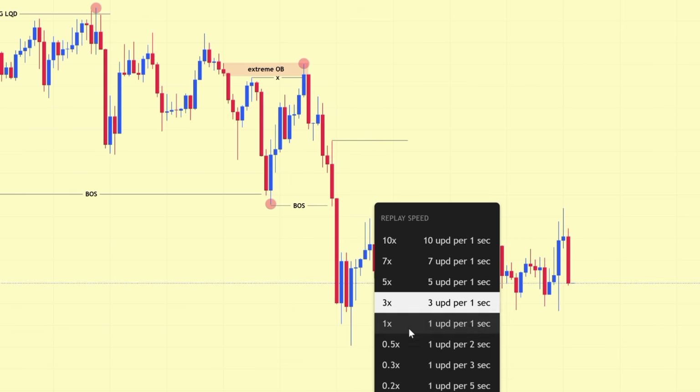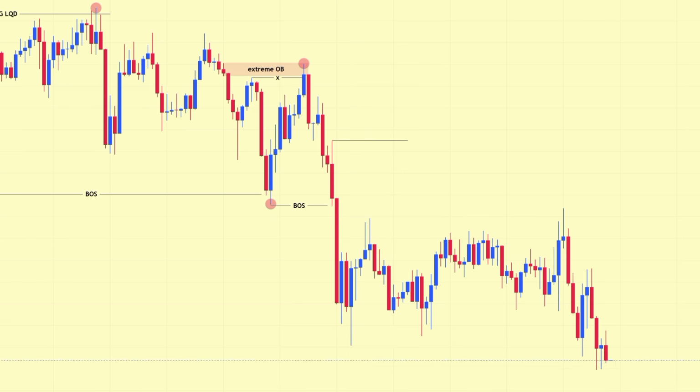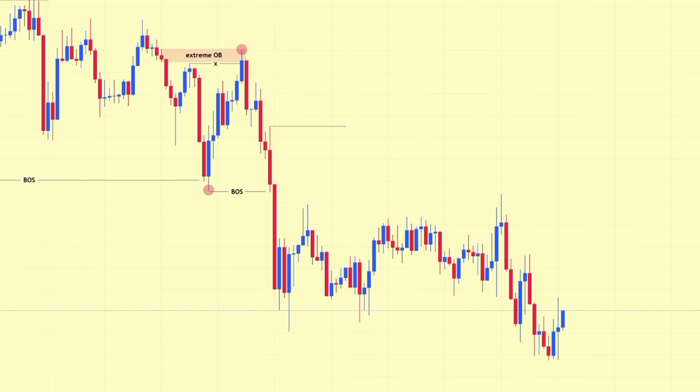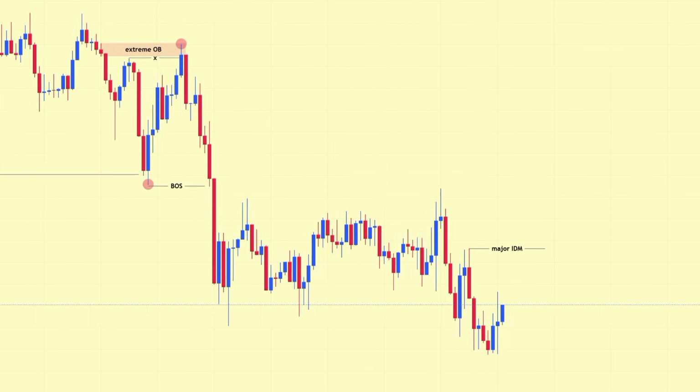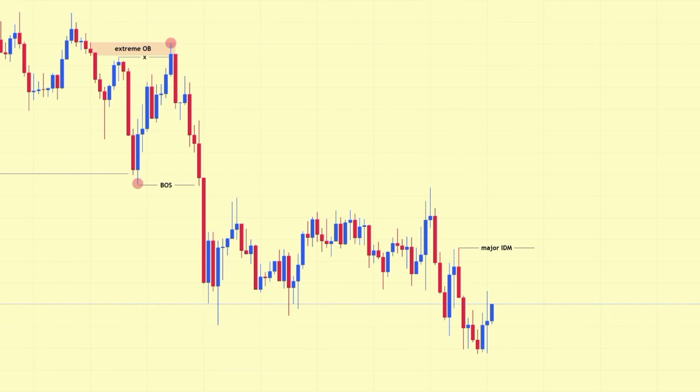Okay, so let me make this fast. Exactly right there, we can clearly see price created another valid pullback, another one below here. So that is now our major inducement. So this one is our major inducement. Okay, so let me continue running price.